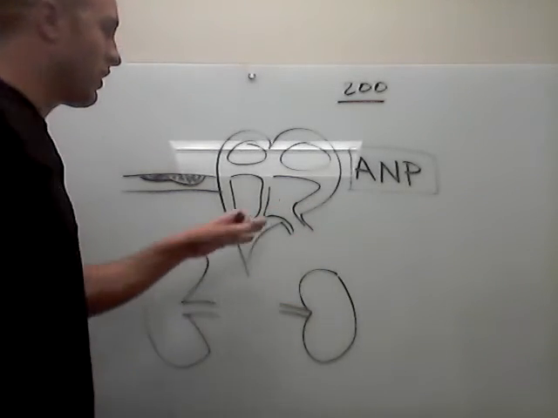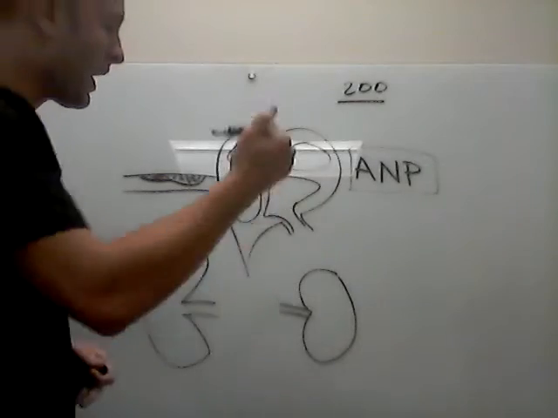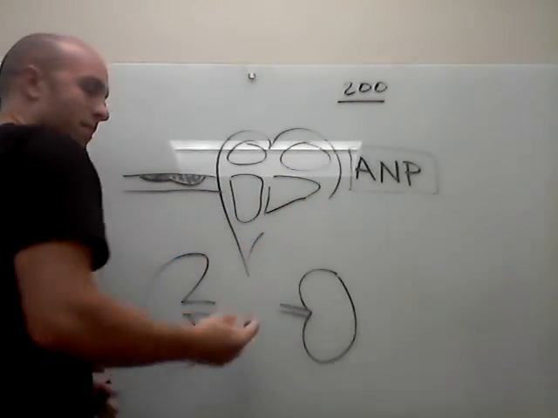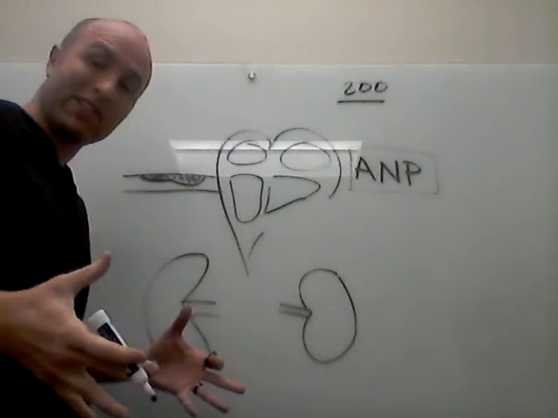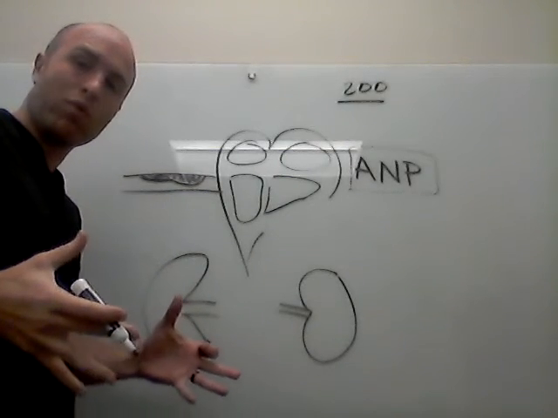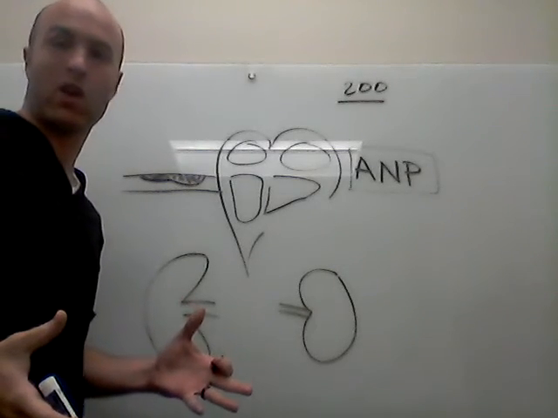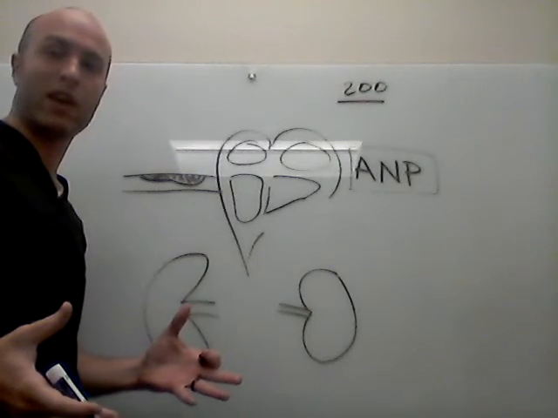In order to compensate for all this pressure, your heart has to get stronger, has to make more muscle. And you think, well, that's good, it's making more muscle. That's not good. They call it hypertrophy, okay?